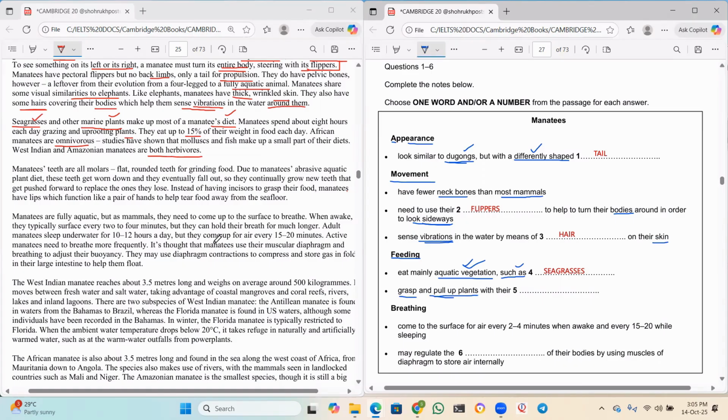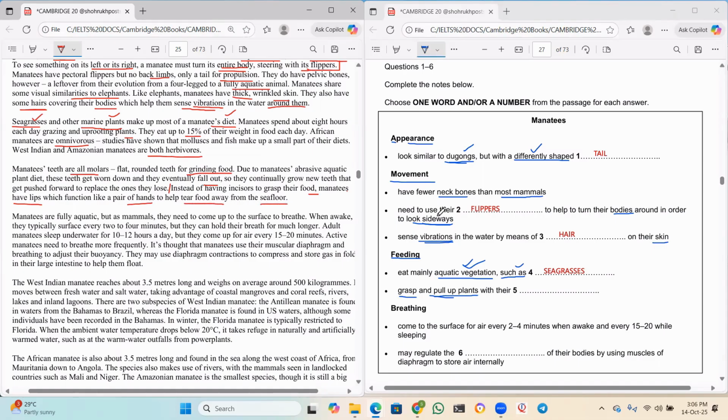Now, manatees' teeth are all molars, flat, rounded teeth for grinding food. Due to manatees' abrasive aquatic plant diet, these teeth get worn down and they eventually fall out. So they continually grow new teeth that get pushed forward to replace the ones they lose. Instead of having incisors to grasp their food, manatees have lips which function like a pair of hands to help tear food away from the sea floor.